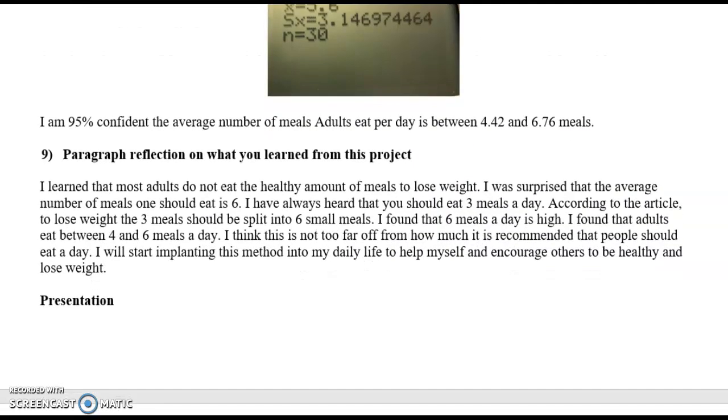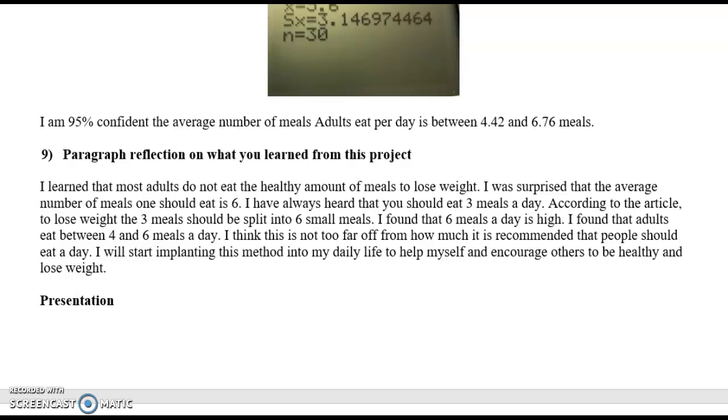So, my paragraph of what I learned from this project. I learned that most adults do not eat the healthy amount of meals to lose weight. I was surprised that the average number of meals one should eat is 6. I've always heard that you should eat 3 meals per day. According to the article, to lose weight, the 3 meals should be split into 6 small meals, so it's 6 meals.